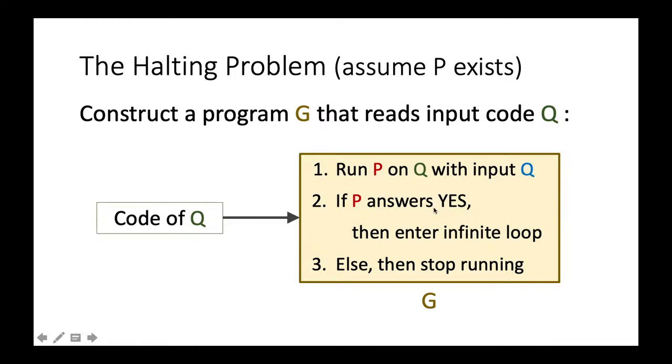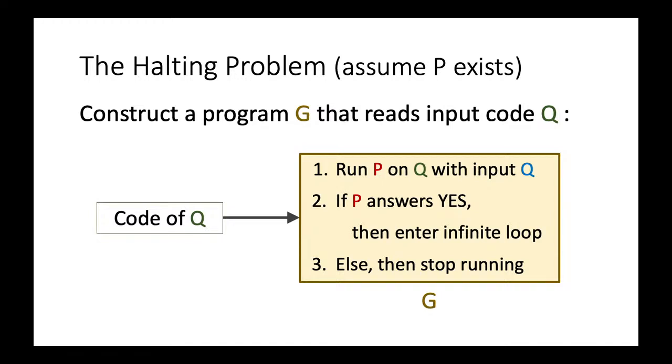So if P answers yes, then what will happen? Then this program G will enter into an infinite loop, just like what we have seen in the first few pages. So if P answers yes, then G will have a while loop, while true, x is equal to x plus 1. On the other hand, if P answers no, then in that case, G will stop running. So P answers yes means that Q will stop on Q. P answers no means that Q will not stop on Q. It is quite strange, so we will see why we are designing G like this.